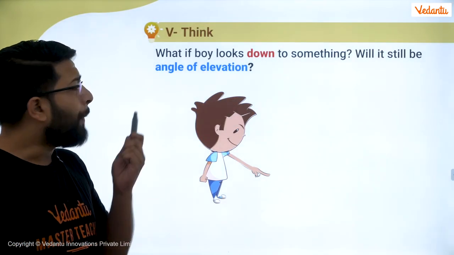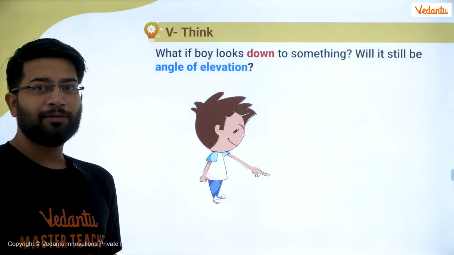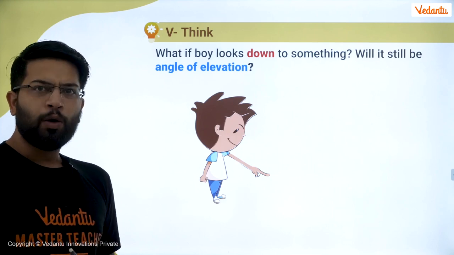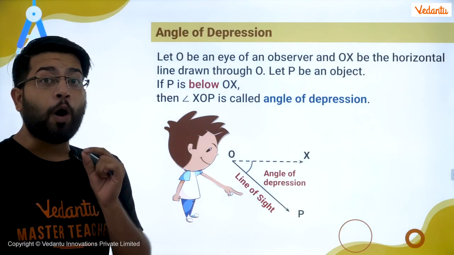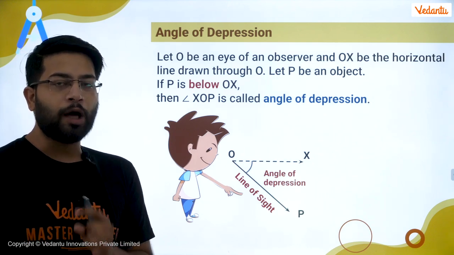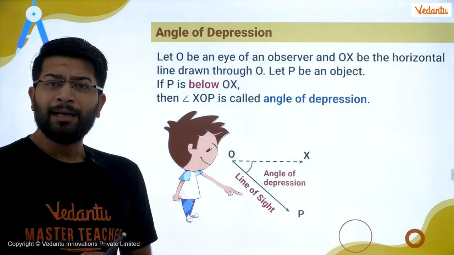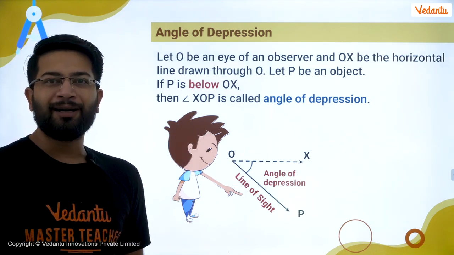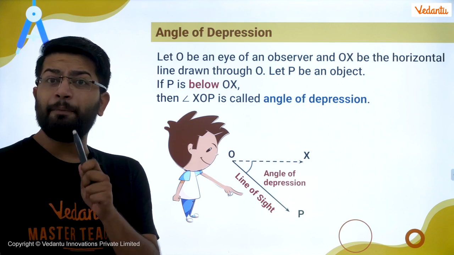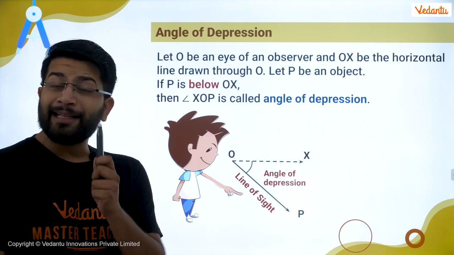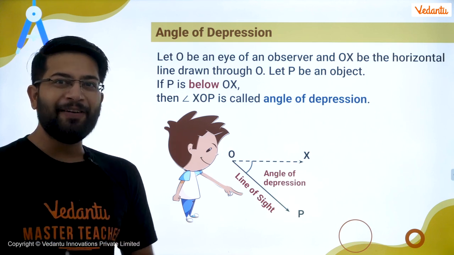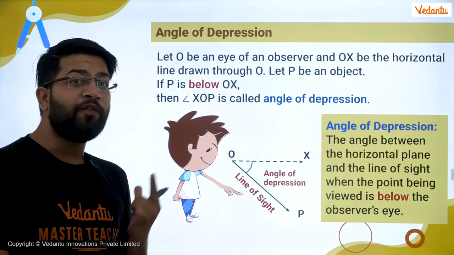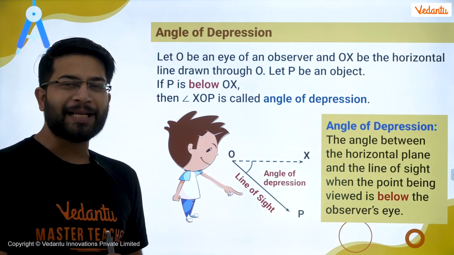So now champ, a question to think about. What if the boy is looking down, right? In that case, what kind of angle will we have? So champ, in this case, if the object is below the observer, the angle between the line of sight and the horizontal plane passing through the eye of the observer will be known as the angle of depression. I hope it is clear.